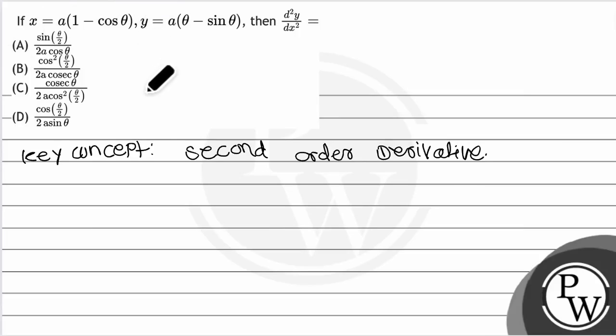Let's discuss the given question. If x equals a into bracket 1 minus cos theta and y equals a into bracket theta minus sin theta, then find the value of d2y by dx square. So guys, the key concept we use here is the second order derivative. Okay, so let's solve the question.